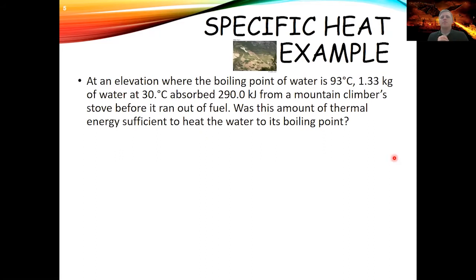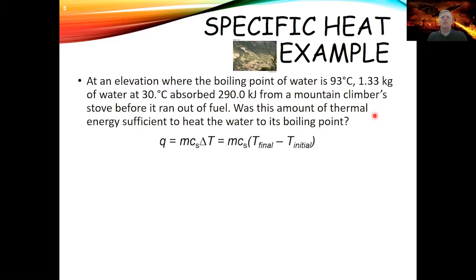Let's look at an example of another specific heat problem. At an elevation where the boiling point of water is 93 degrees Celsius, you have 1.33 kilograms of water at 30 degrees Celsius, and it's going to absorb 290 kilojoules from a mountain climber's stove before it runs out of fuel. Was this amount of thermal energy sufficient to heat the water to its boiling point? How would we solve a problem like this?